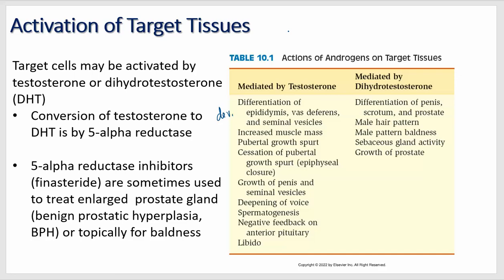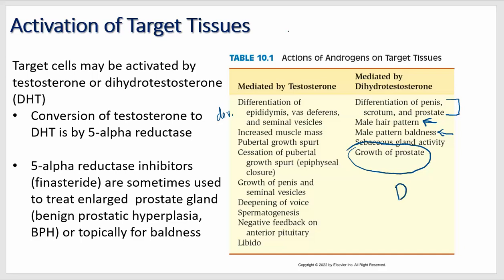Things that testosterone doesn't do, but is mediated by dihydrotestosterone, is differentiation of the penis, scrotum, and the prostate. So we talked about those external organs. Also male hair pattern, male pattern baldness, that's DHT, and sebaceous gland activity, and then growth of the prostate. During development, if dihydrotestosterone isn't made or if the receptors aren't there, then there's no development of the penis, scrotum, and prostate. However, growth of the prostate is also mediated by DHT.